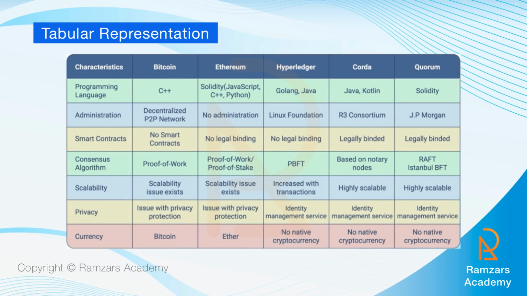They don't have any governance, but in the case of Hyperledger Fabric and Corda, the platforms used for creating blockchain, Hyperledger was introduced by Linux Foundation and Corda was the result of R3 consortium joint effort. Quorum was introduced by J.P. Morgan. Next point is smart contracts.